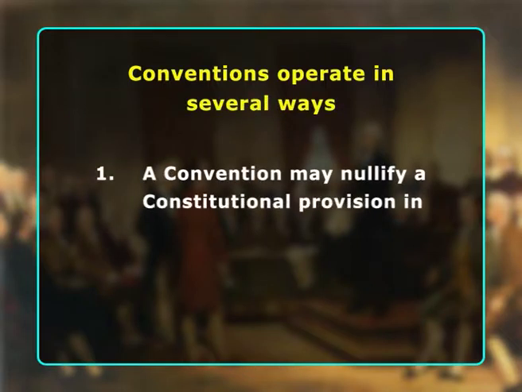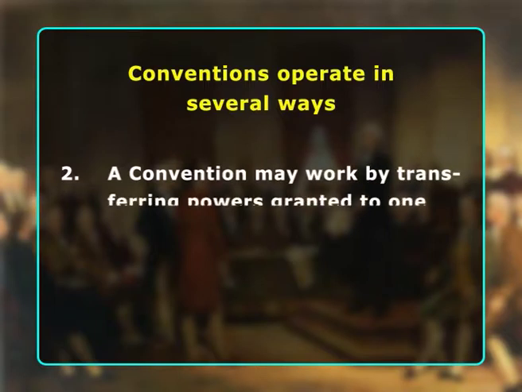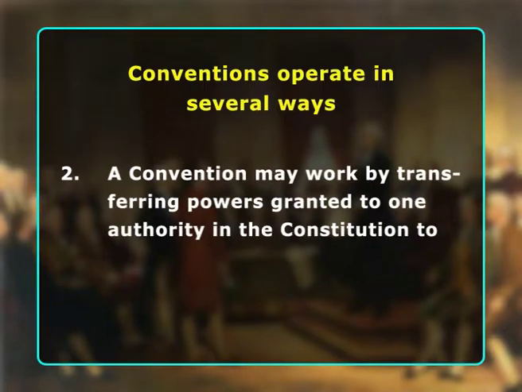First, a convention may nullify a constitutional provision in practice without formally abolishing it. A well-known example of this is to be found in the fact that in some countries the legal power of the head of the state to veto a bill passed by the legislature is never exercised by him on the advice of the ministry. Second, a convention may work by transferring powers granted to one authority in the constitution to another. That is what usually happens in a country with a parliamentary form of government where legal powers formally vested in the heads of the state are effectively exercised by the ministry.